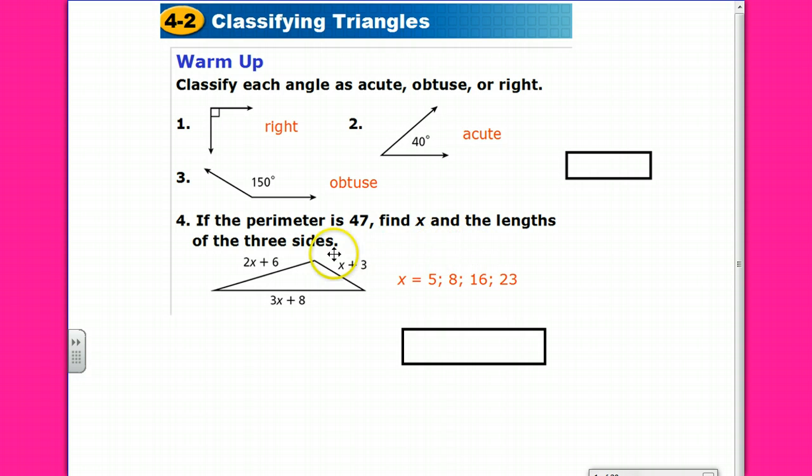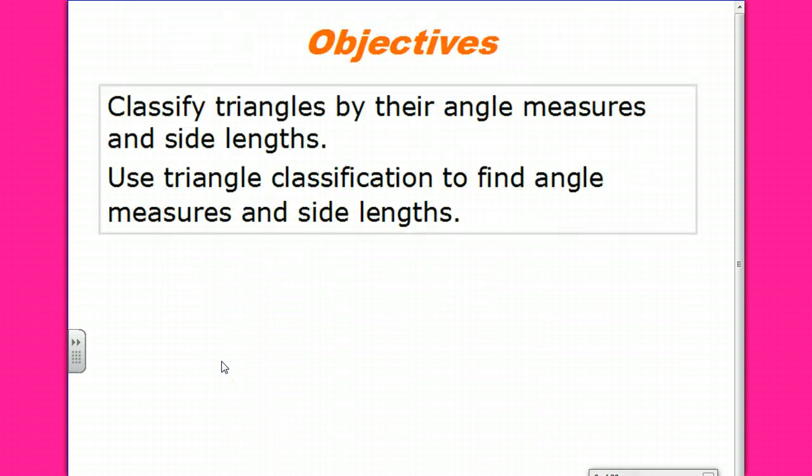Remember to include a complete answer. Not just that x equals 5, but 8, 16, and 23. So today the objective is to classify triangles by their angle measures and classify by their side lengths. We will use triangle classification to find angle measures and side lengths.